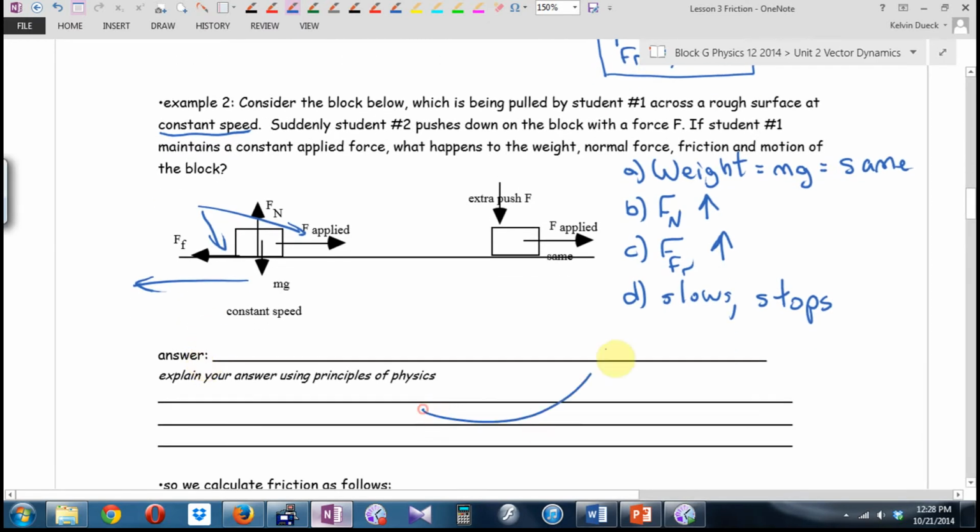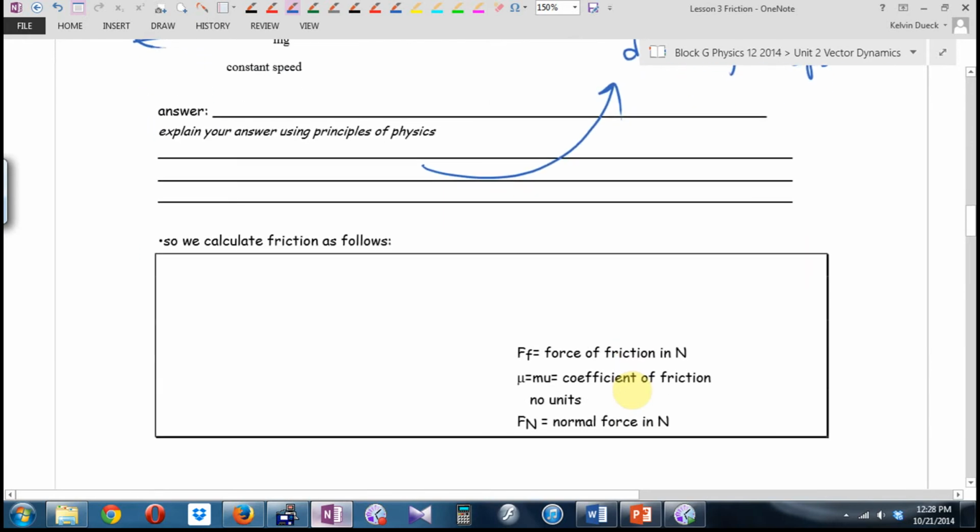It says explain your answer. We just did over there. So in our box, we calculate friction as follows. Friction is mu times the normal force. If you want to see me freak this year, tell me that friction equals mu mg. It does not, and I've never, ever said that.